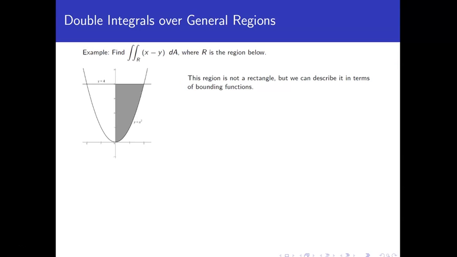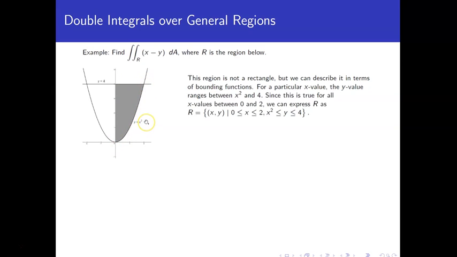However, we can attack it much like what we did with the problems where we did have double integrals over rectangles, because we can describe this region in terms of bounding functions. What I mean by that is, if we hold x constant for a particular x value, then we know that the y value ranges between that x squared and 4. And this is true for any x value that we pick between 0 and 2, so we can express the region R as the set of all ordered pairs such that x is between 0 and 2, and y is between x squared and 4.